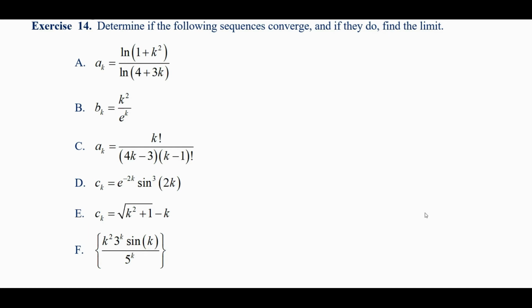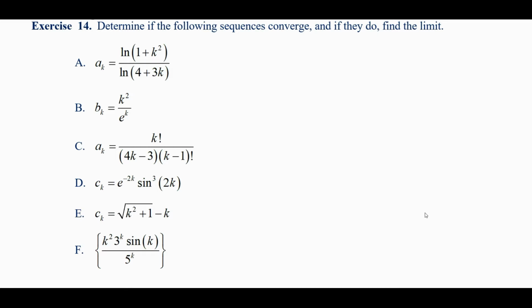Hello, in this video we're going to do a few more examples of limits of sequences. So here we have 6 examples that I'd like you to work out on your own and come back and check your work following that on the rest of this video.